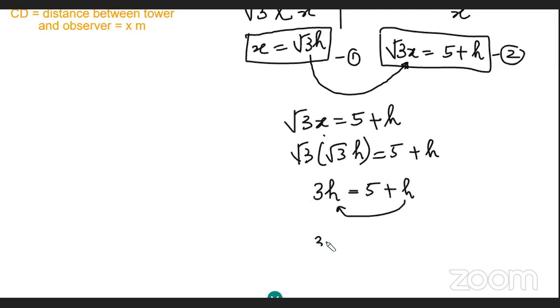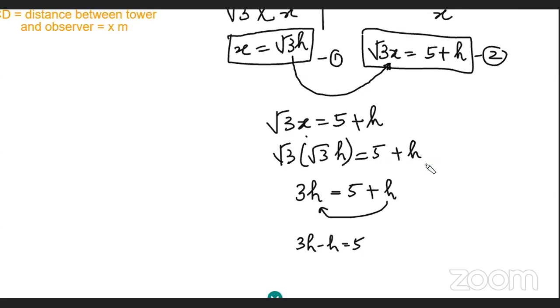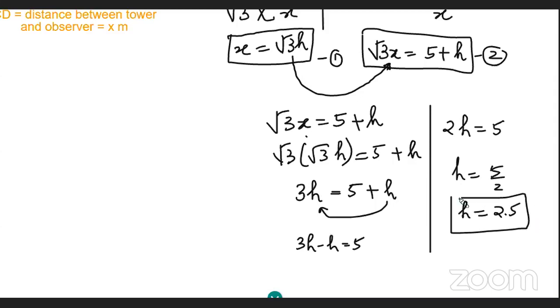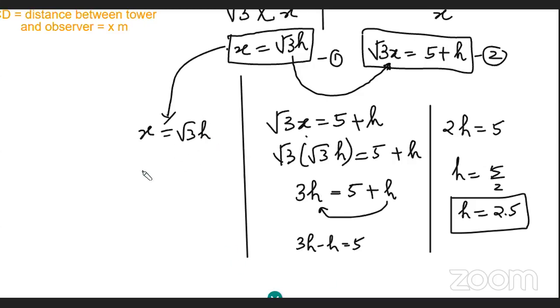Shift the h on the other side. So 3h minus h, which is 2h, equals to 5. So what is my h now? H equals to 5 divided by 2. So h is 2.5. Okay. So can we say from this particular equation number 1 here that x is root 3h, and what is my h? We got it as 2.5, right? So can we say 2.5 root 3 is my x?